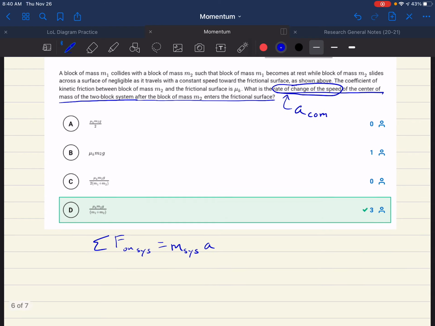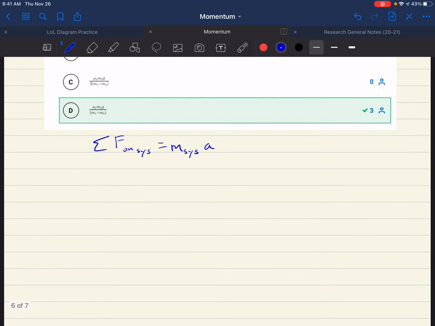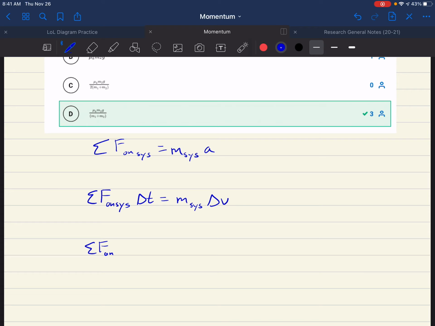Now notice this is actually the same as the impulse equation, right? So I could say the net force on the system times delta t is equal to m system delta v. These are the same because if I rearrange to find the change in velocity per time, I could just write this as m system times delta v over delta t. We saw this when we learned about the impulse equation. It's just F equals ma rewritten. But basically we're looking for this.